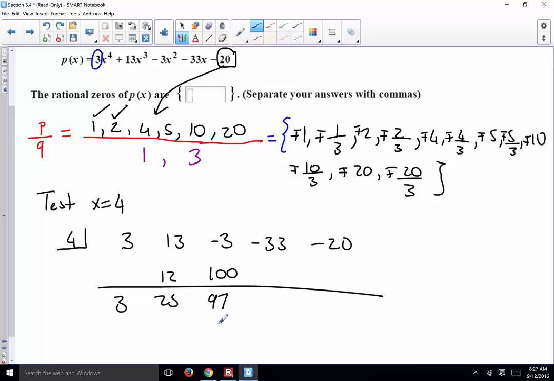3 times 25. Oh wait, I see it. Never mind. 4 times 97 is 388. Yeah. Wow. Okay. It's not 4. 1300 something. It's not 0. Okay, good, we got it. At least we have one fish dead in the pool. Go for another one now.